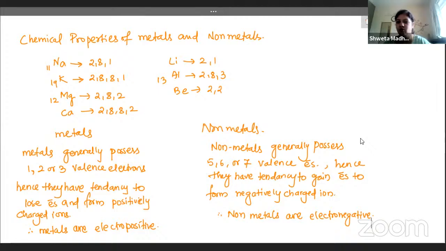Carbon can't lose or gain electrons. It only shares electrons. By sharing electrons it fulfils its valency, that means it forms a covalent bond. It always forms compounds with covalent bonding, not with ionic bonding. It will form compounds only by sharing of electrons. Therefore, carbon is considered a non-metal.